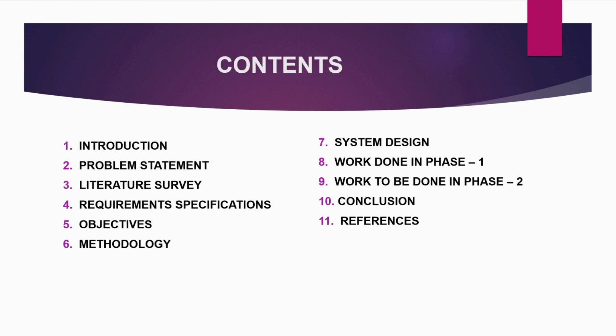So what are the contents? In the PPT for the synopsis or any presentation in phase 1, these are the contents you need to provide. First is the introduction about your project and the problem statement, the literature survey, the requirement specifications such as the software as well as the hardware specifications, the objectives, the methodology, the system design, the work done in phase 1 and the work that has to be done in phase 2, and the conclusion and references need to be provided.